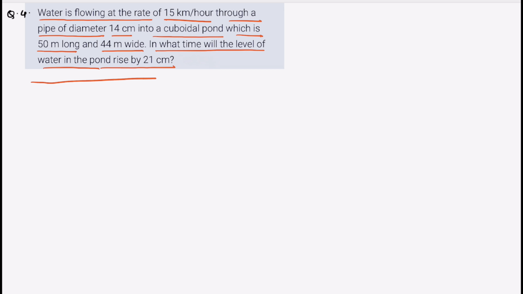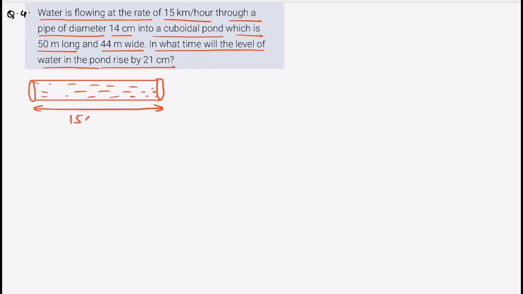What it is saying is, let's say this is the cylindrical pipe through which water is flowing at the rate of 15 kilometer per hour. Okay, what does it mean by 15 kilometer per hour? It means if the water is flowing through this pipe, then the volume of water flowing out of this pipe will be equal to the volume of this cylinder of height 15 kilometer, that is 15,000 meter, and the radius of this pipe is given, that is the diameter is 14, then the radius will be 7 centimeter.